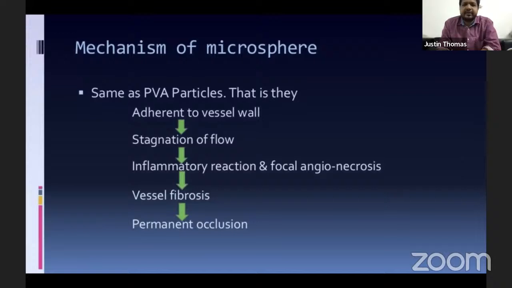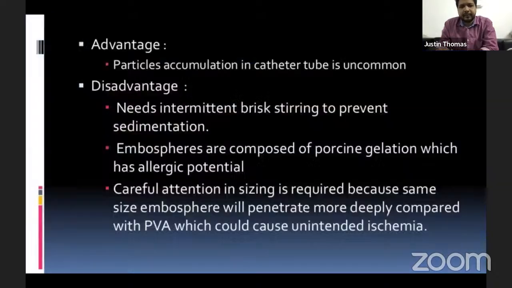These Embospheres have a similar mechanism of action as PVA particles. They adhere to vessel walls, cause stagnation of blood flow, cause an inflammatory reaction, and permanent occlusion. Because of the regular spherical nature, particle accumulation in the catheter tube is uncommon compared to PVA, but this needs a brisk flush to avoid sedimentation.